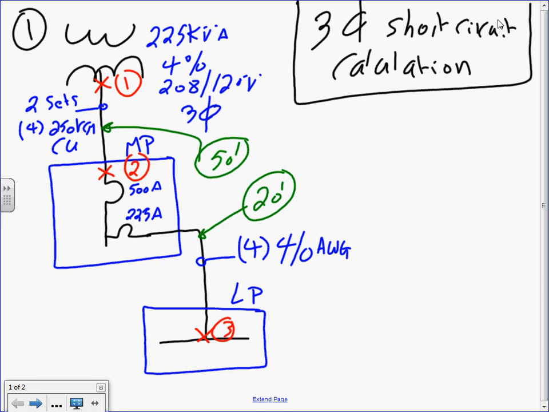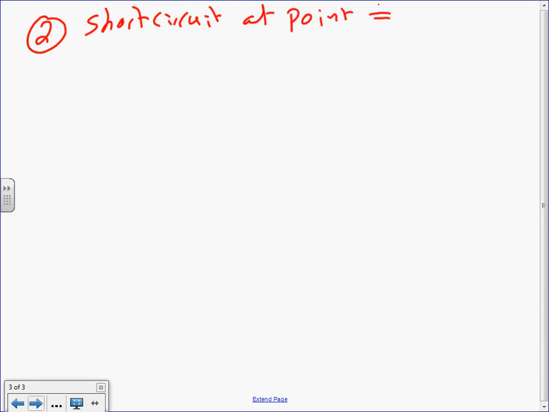Okay. Any question, guys, before I go to point number 2? Number 1 is a piece of cake. So I'm going to go to point number 2. Short circuit at point number 2.